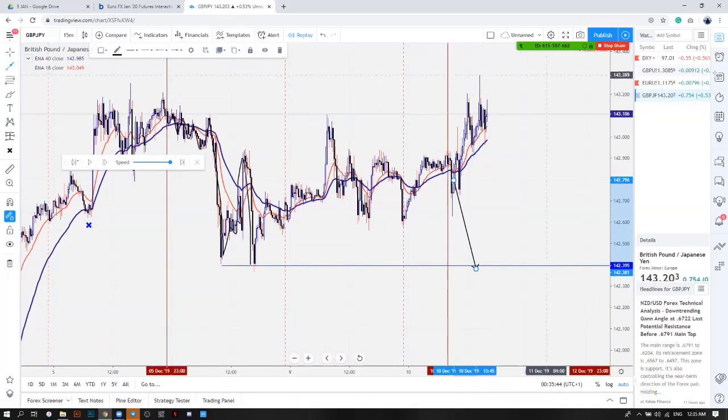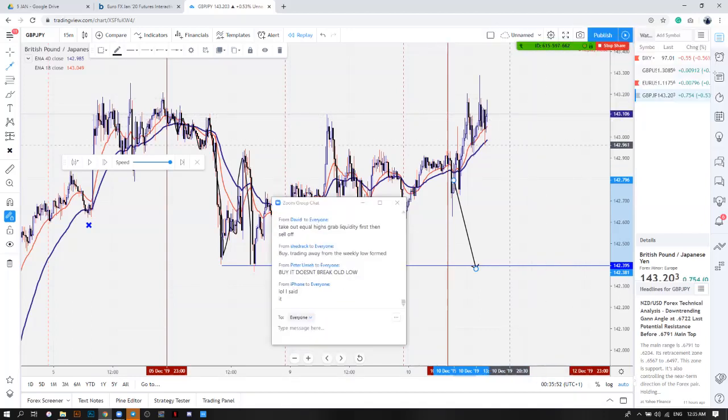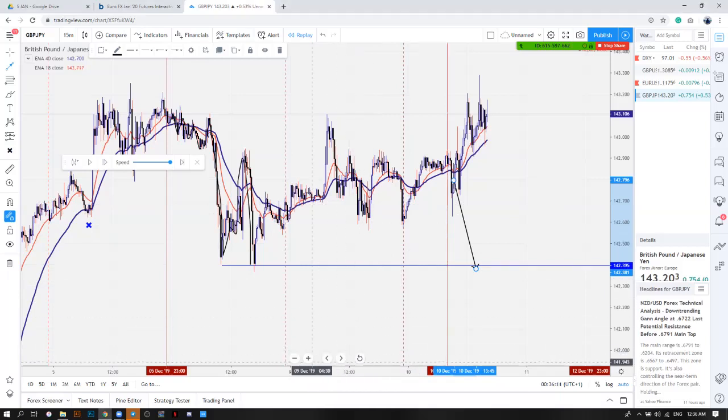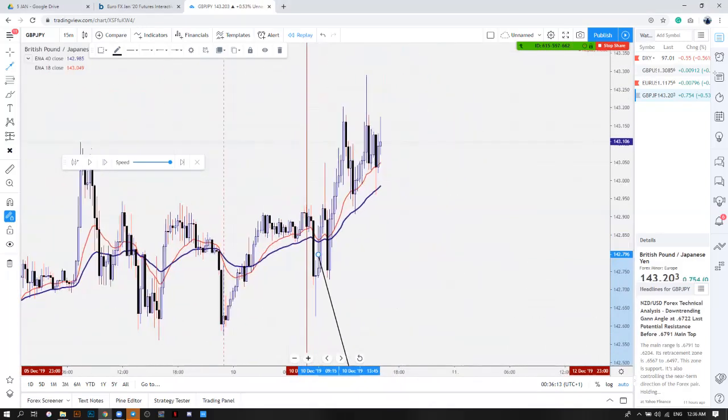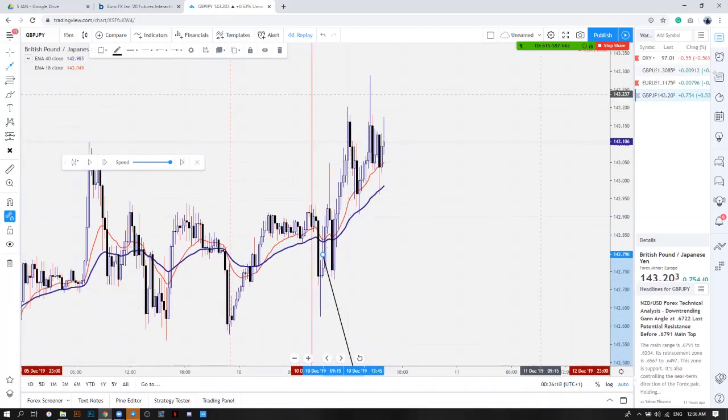Now, question: why did the market not go down to equal lows? Let's see what everyone's going to say. What did I teach you people? What was being taught? If the market opens bearish in London session, are you going to buy or sell?